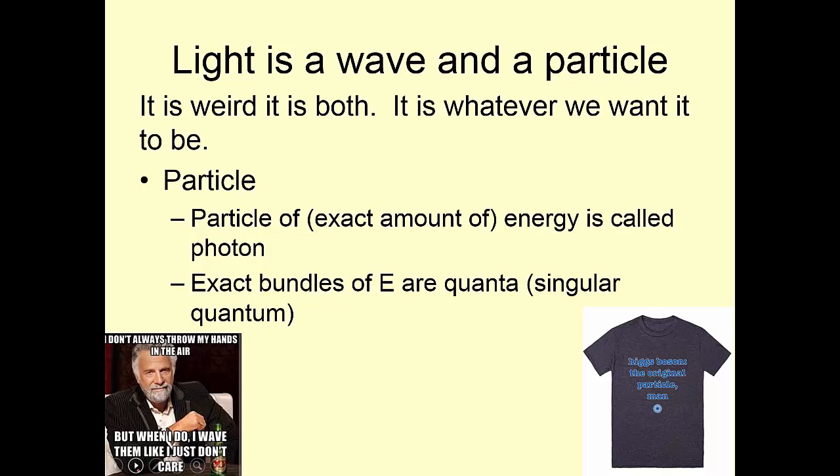Light is a wave and a particle. It is weird as both. It is whatever we want it to be, which is weird. So we use the aspect of its particle nature when we want to, and we use the aspects of its wave nature when we want to as well. For example, waves bend around corners, and we know that light bends around corners, right?